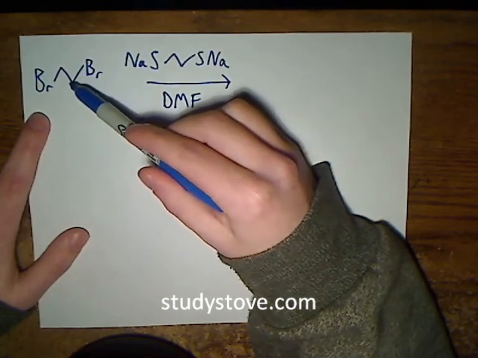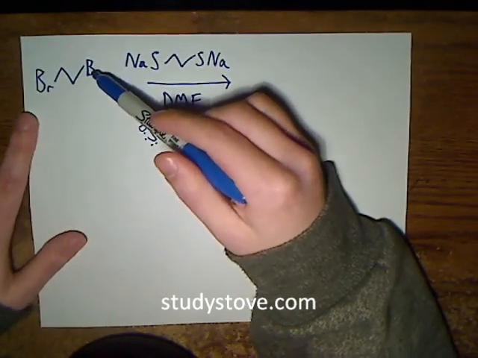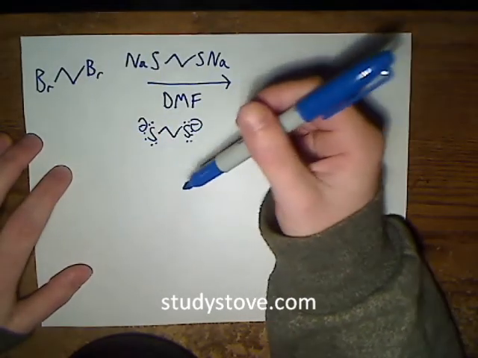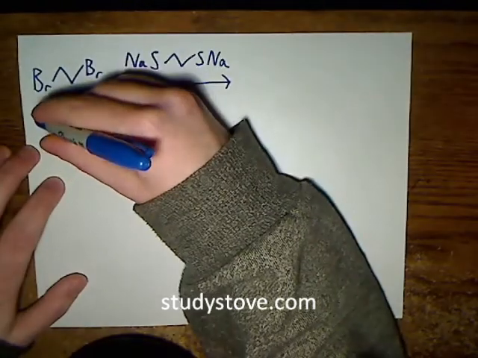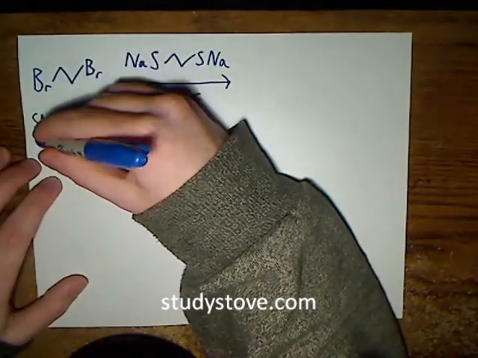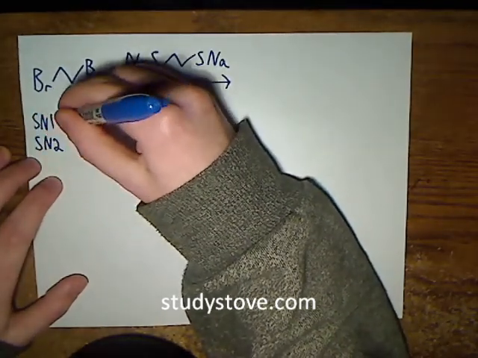So the presence of these electrophilic carbons with a good leaving group is a pretty good indication that we're going to have some type of substitution or elimination reaction. And to figure out which one, I'm just going to write them all out, and we can do a process of elimination.